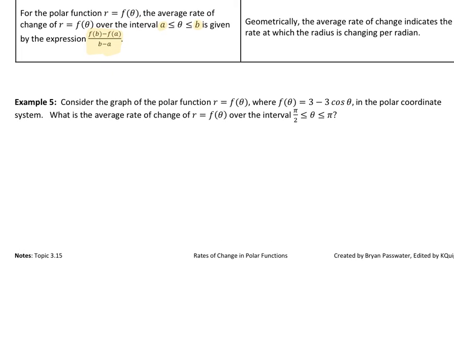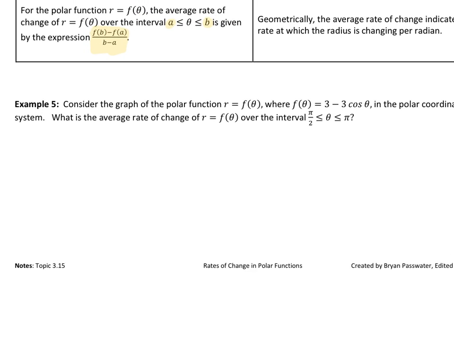Here's what it looks like. Consider the graph of the polar function r equal to f of theta, where f of theta is equal to 3 minus 3 cosine of theta in the polar coordinate system. What is the average rate of change of r equal to f of theta over the interval from pi over 2 to pi? These are the numbers that you're using as y1 and y2, or as a and b.